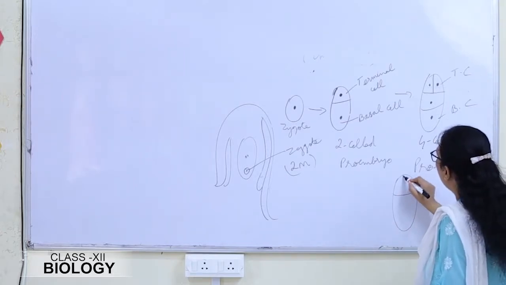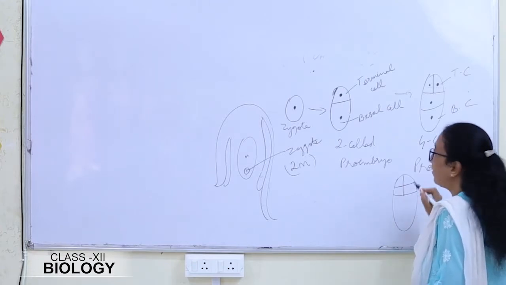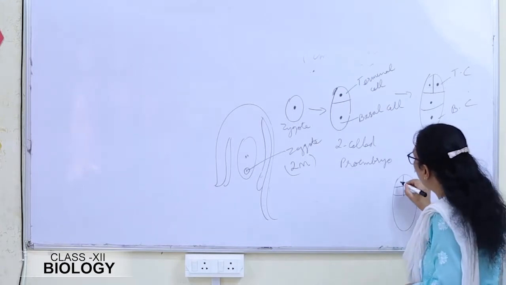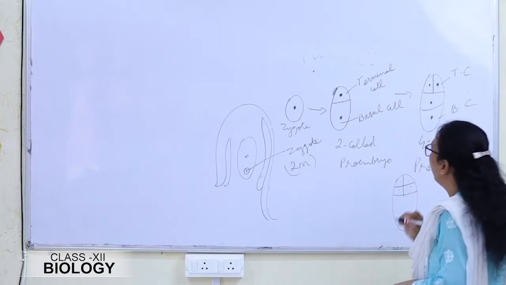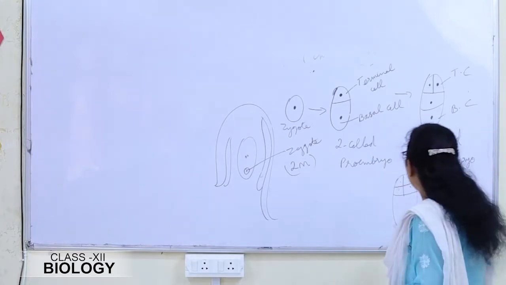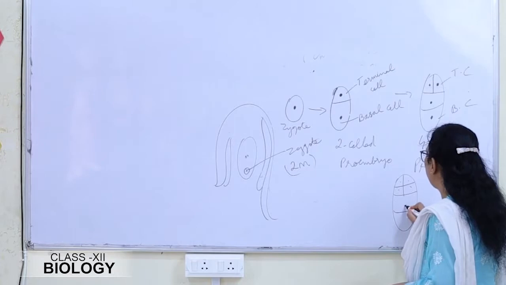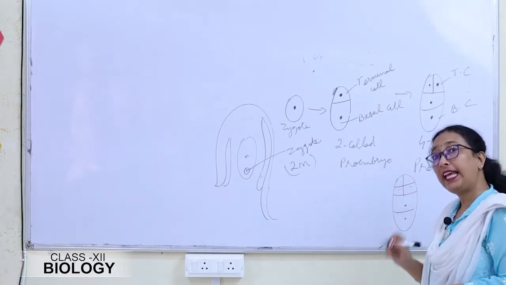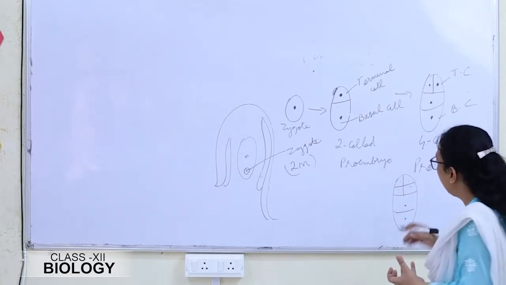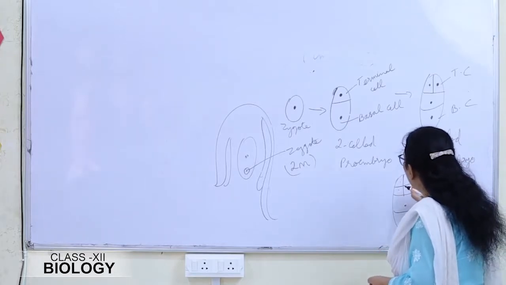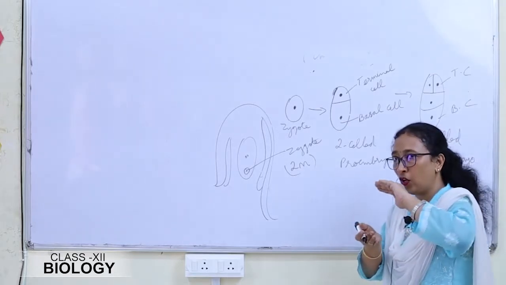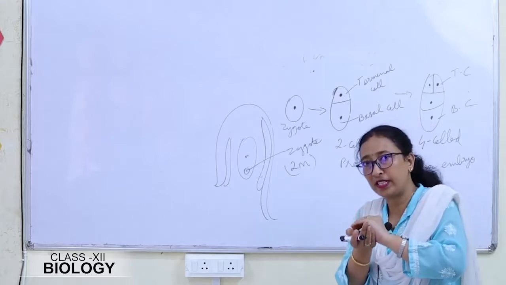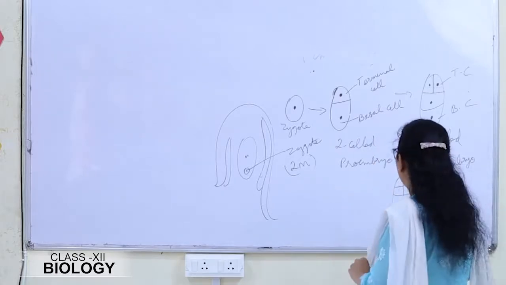This terminal cell will again divide at right angles. Then it will form 4 cells. Here is the basal cell, 2 basal cells. Again, these 4 cells will divide mitotically and give rise to 8 cells, the anterior cell and the posterior cell. That is the 8-celled structure.